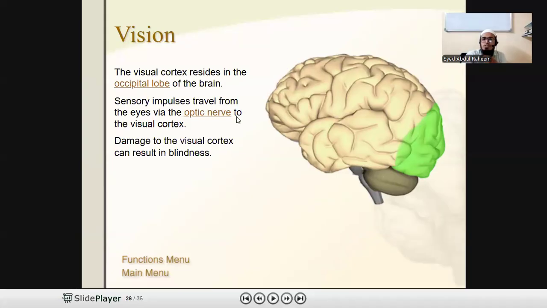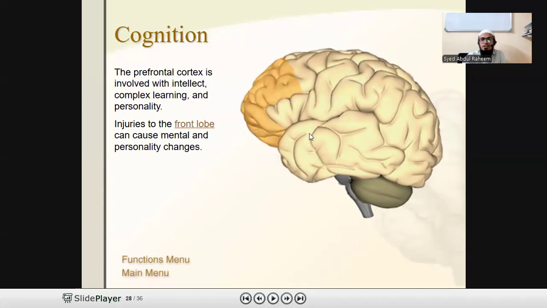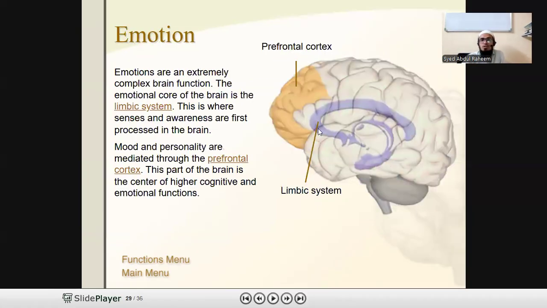You can see the occipital lobe function is for seeing. Okay, already discussed. Taste. So in the parietal lobe, we have one area that is the sensory cortex. It is responsible for taste also, and the sensory area also for sense. Cognition, frontal area: personality, mental status, learning, intelligence, everything is related to the frontal lobe. Okay, emotions are related to the frontal lobe as well as the limbic system, prefrontal, not the entire frontal.